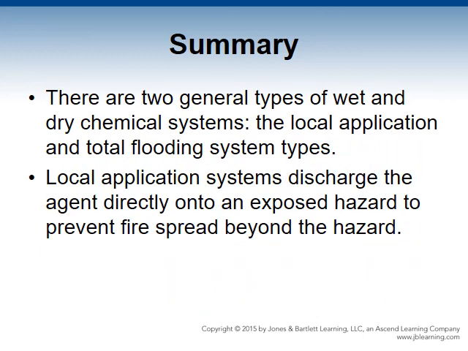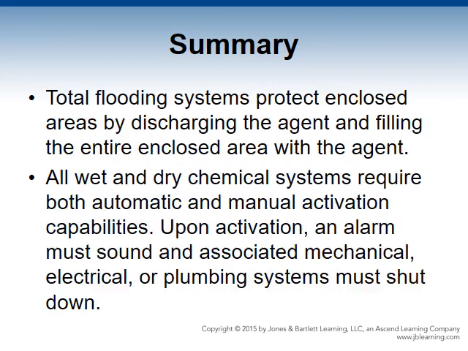There are two general types of wet and dry chemical systems: the local application and total flooding system types. Local application systems discharge the agent directly onto an exposed hazard to prevent fire spread beyond that hazard. Total flooding systems protect enclosed areas by discharging the agent and filling the entire enclosed area with the agent. All wet and dry chemical systems require both automatic and manual activation capabilities. Upon activation, an alarm must sound, and associated mechanical, electrical, or plumbing systems must shut down.